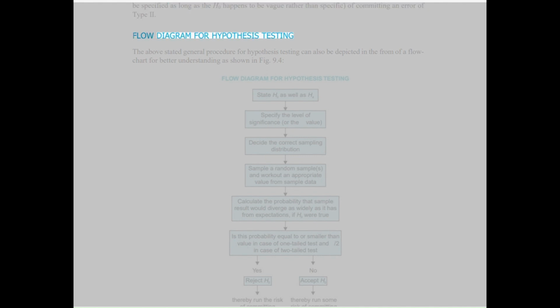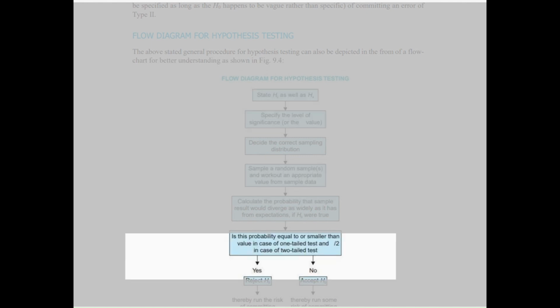Flow diagram for hypothesis testing. The above stated general procedure for hypothesis testing can also be depicted in the form of a flow chart for better understanding as shown in Fig. 9.4. Pause the video to look at the figure.